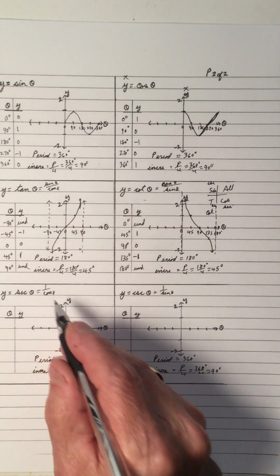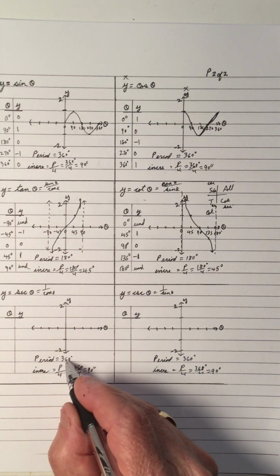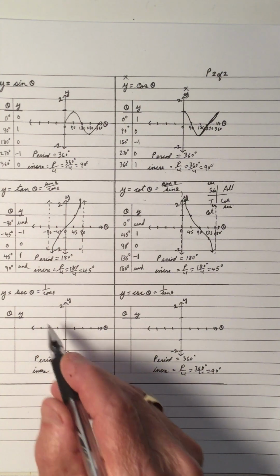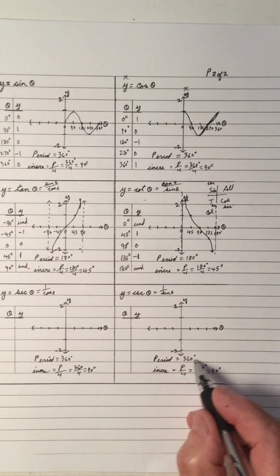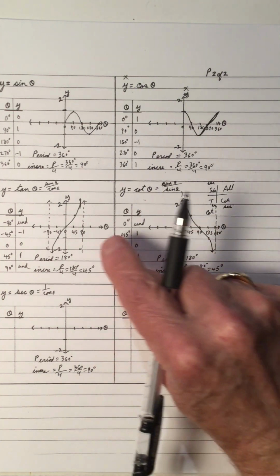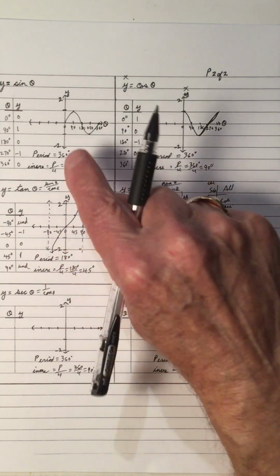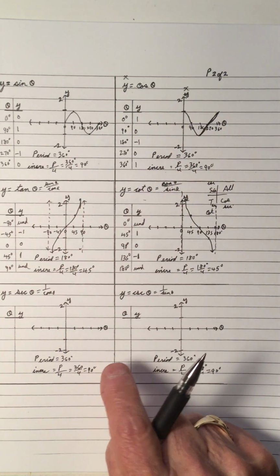Now we have secant. The period of tan is 180, and the period of cot is 180. The period of secant is 360, and the period of cosecant is 360. The only ones with a period of 180 are tan and cot. All the rest have a period of 360.